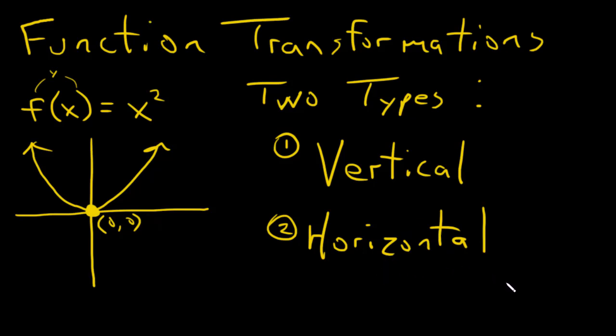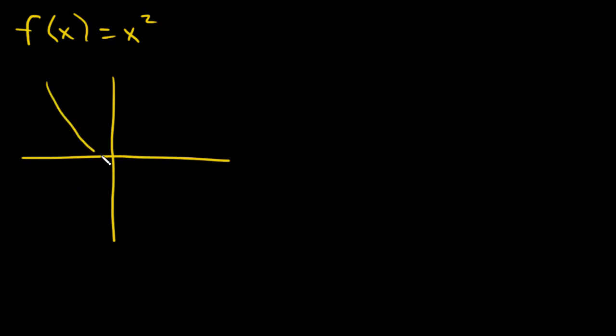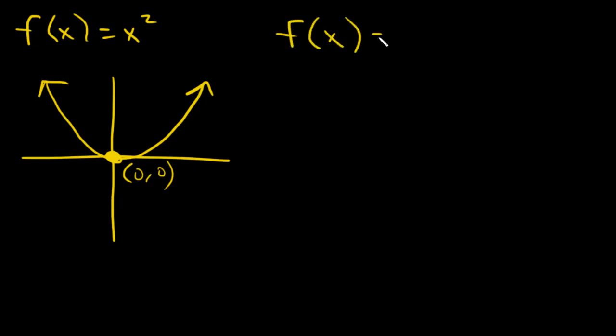So let me give you an example of what I'm talking about. Let me clear this, and we're going to start in with our good friend f of x equals x squared. So f of x equals x squared, just like we had it. It looks something like this, assuming I can draw, and it's got its very lowest point at 0, 0. Okay? What do you think f of x equals x squared plus 1 is going to look like?